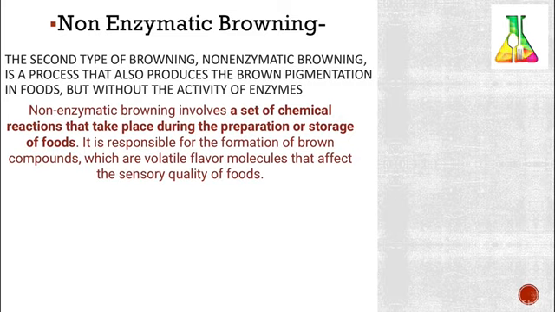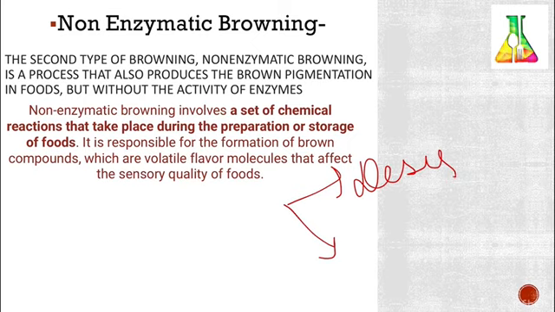Non-enzymatic browning reactions are responsible for the color and flavor of food. Non-enzymatic browning is the second type of browning process that also produces brown pigmentation in food, but it does not involve any kind of enzyme. Non-enzymatic browning is of two types, desirable and undesirable. Enzymatic browning is also of two types, desirable and undesirable.